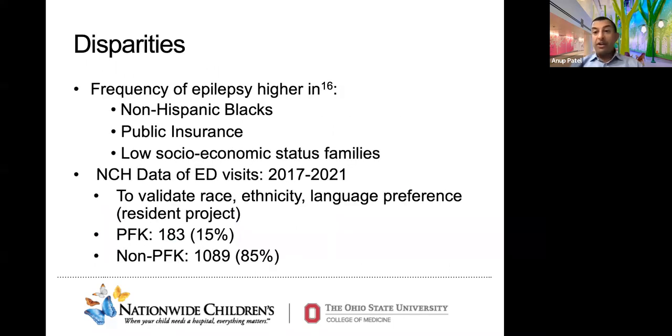There are also disparities, unfortunately, in our care of epilepsy patients. And I won't highlight some of that, but the unfortunate part is that we have to do better about recognizing these disparities and triggering interventions to help. And so that's some of the work that we're trying to do now and address.